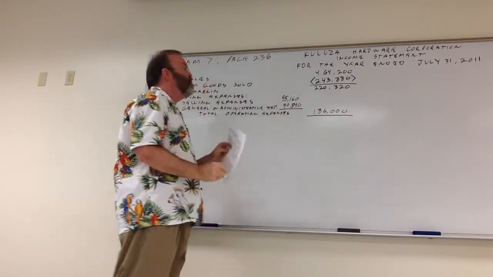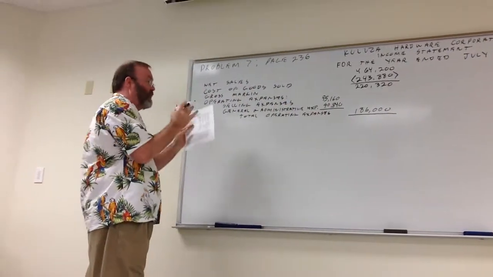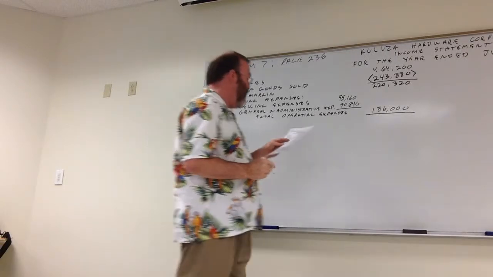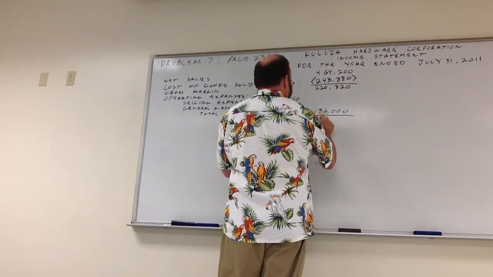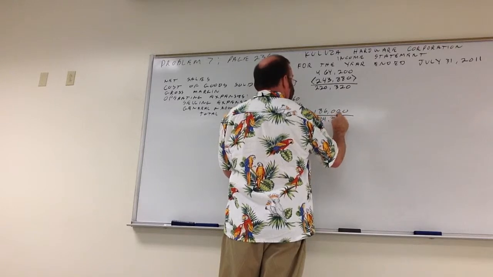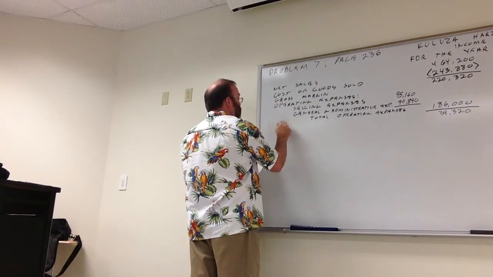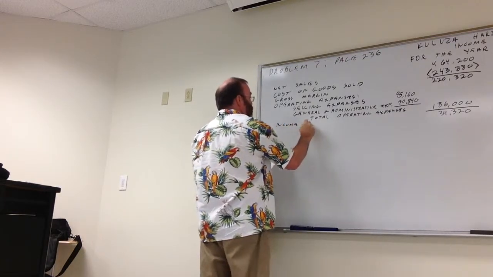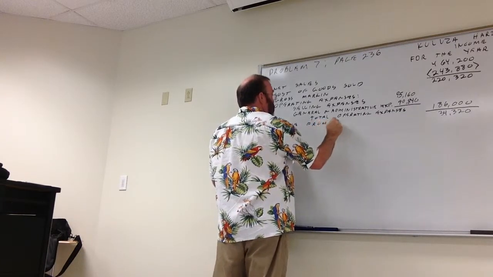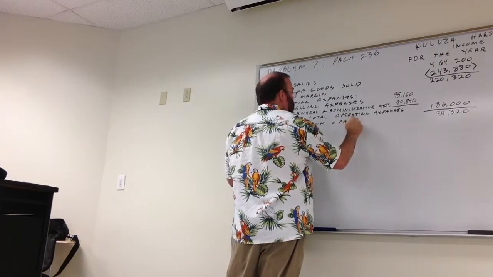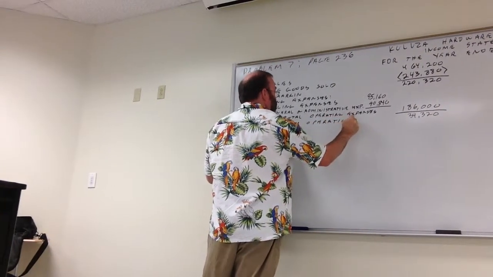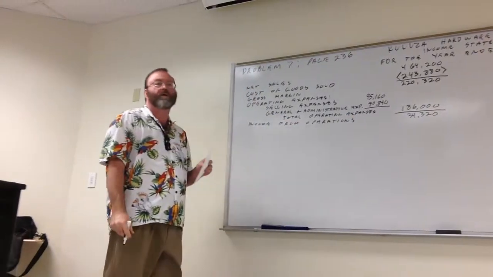Subtract that from the gross margin that we made directly on the products that we sold, and we get our second subtotal, $34,320, which is income from operations. So of our day-to-day business, the stuff that we do day in and day out, this is the money that we made.